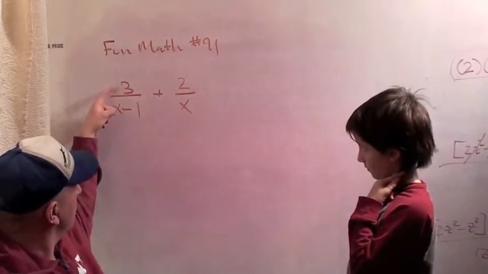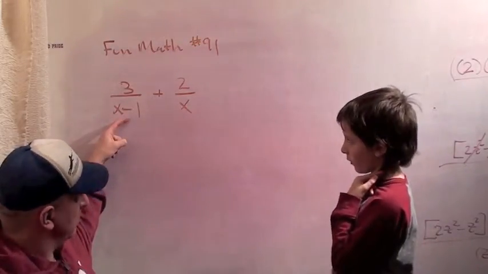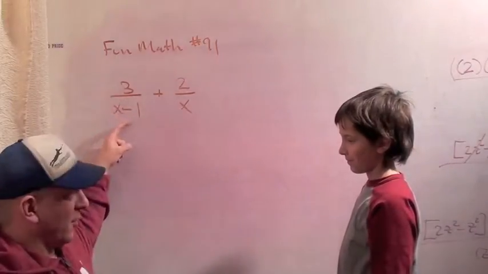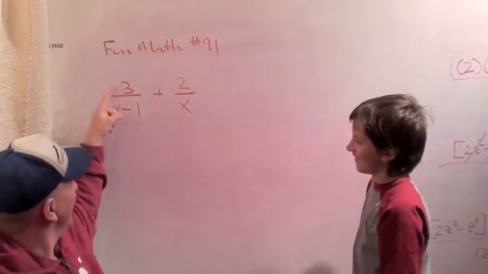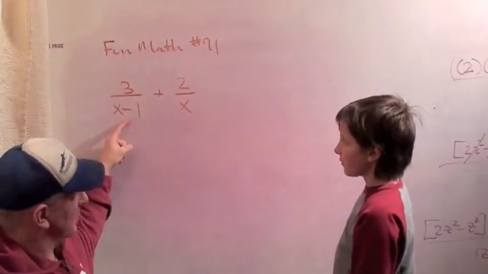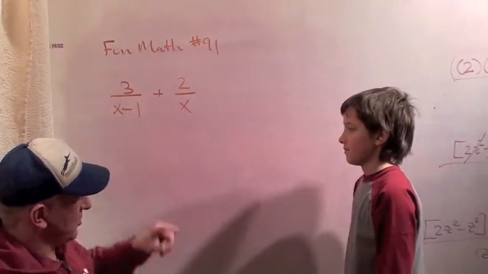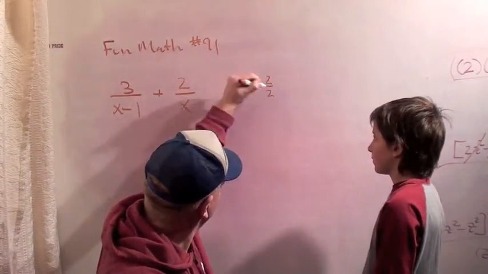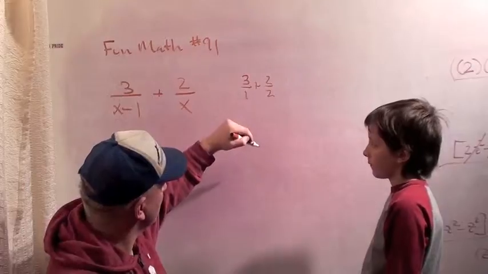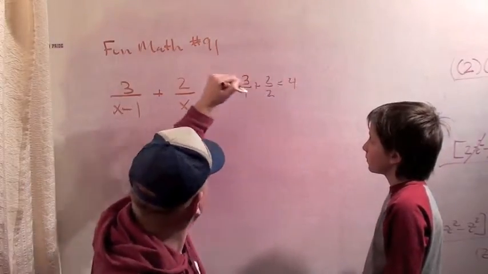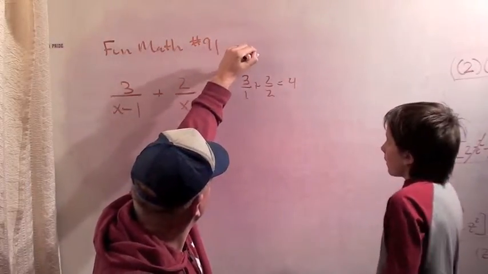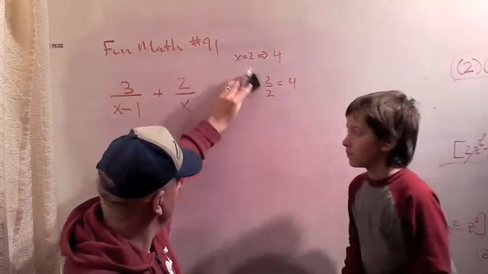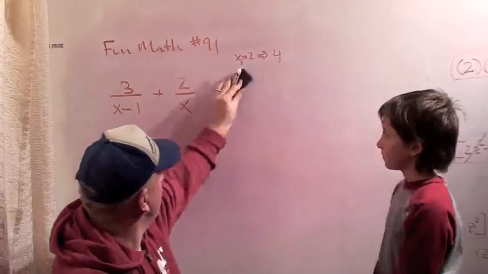How about 2? Alright, let's pick 2. When we pick 2, we get 3 over 2 minus 1, or we get 3 over 1, if you do it right. 3 over 1, which is 3, plus 2 over 2, which is 1. So this is 3 plus 1, which is 4. So we know when x equals 2, we should get the answer 4 for our problem. That's going to come into play at the end.